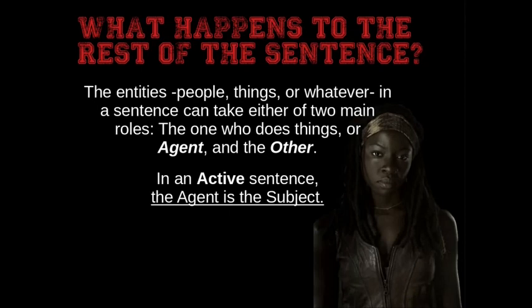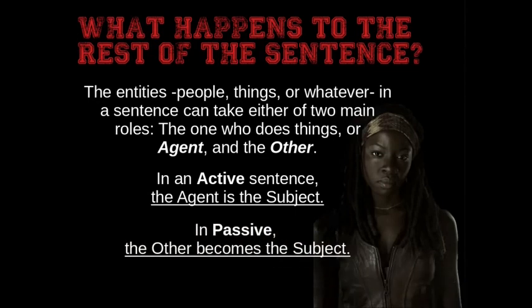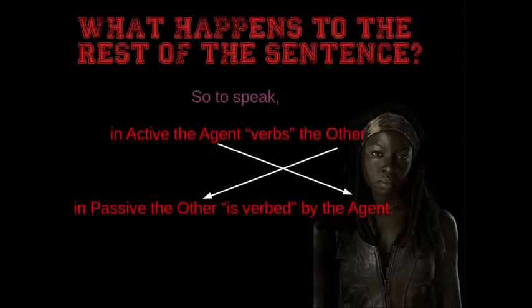Okay, so in an active sentence, such as they saw her, the agent is the subject. Whereas in passive, she was seen, the other becomes the subject. So to speak, in active, the agent verbs the other. In passive, the other is verbed by the agent. Keep the sentence in mind, it can really help you.